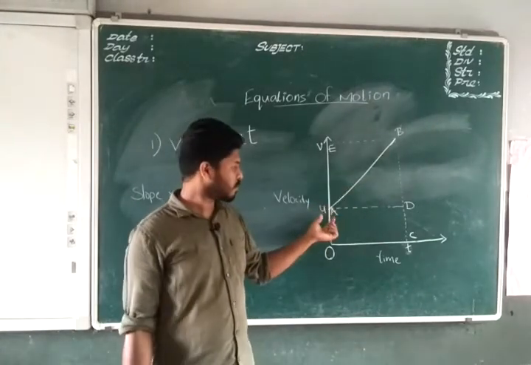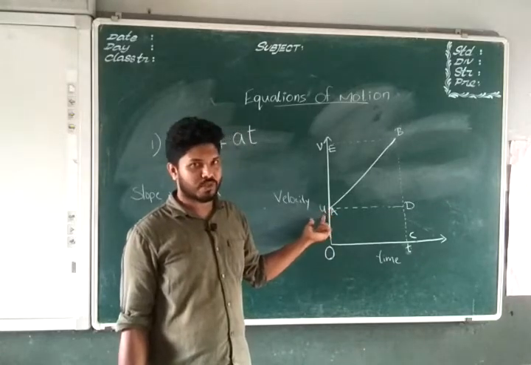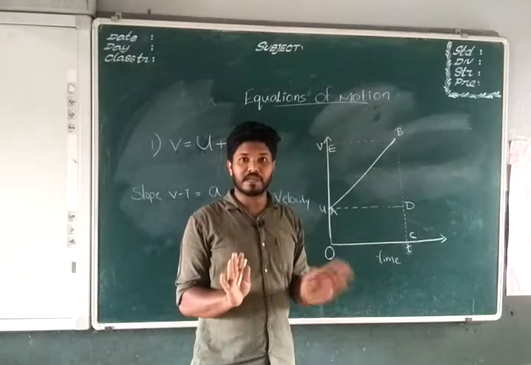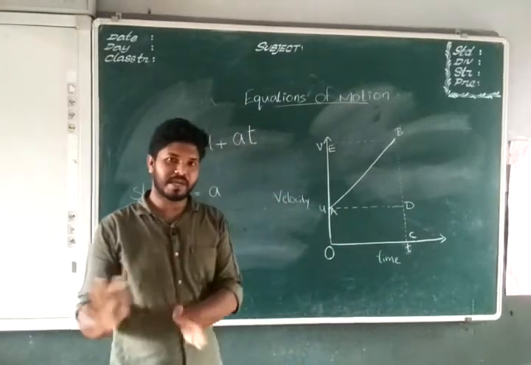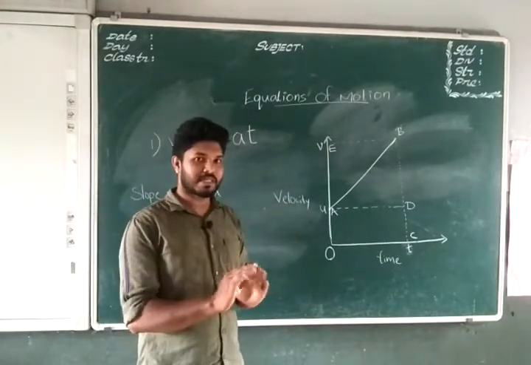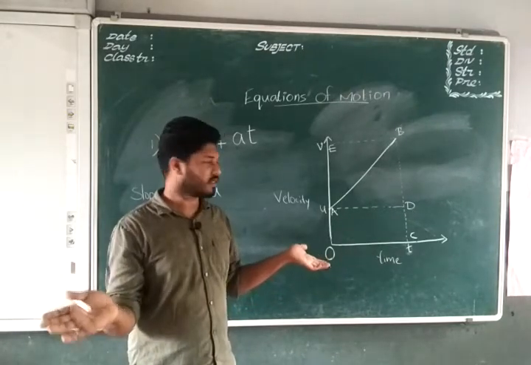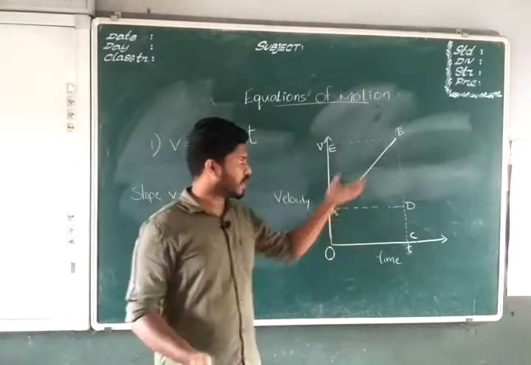It starts its movement with an initial velocity u and its final velocity is v. We don't know what quantity it is, so just give u and v. Let it be 10 meters per second, 20 meters per second. We don't know about that, we just give u and v.